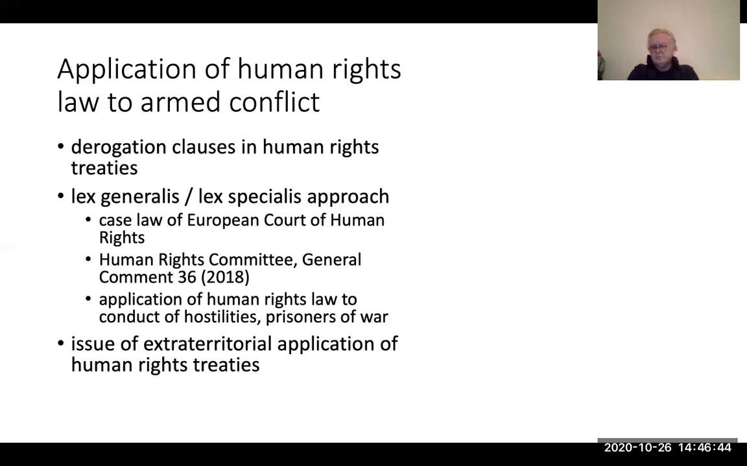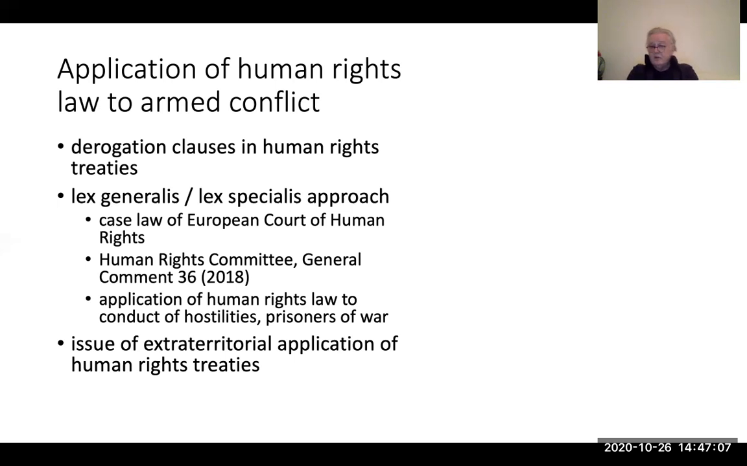The first one is how to articulate that relationship if both bodies of law apply. So once you acknowledge that human rights law can apply in armed conflict, then the issue is what's the relationship between the human rights law and the international humanitarian law? The other difficulty is a jurisdictional one.